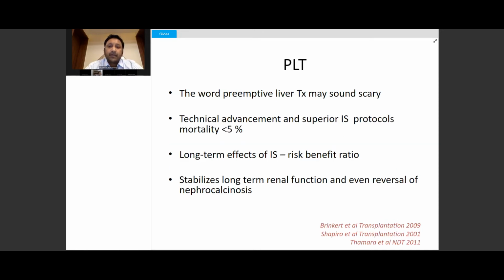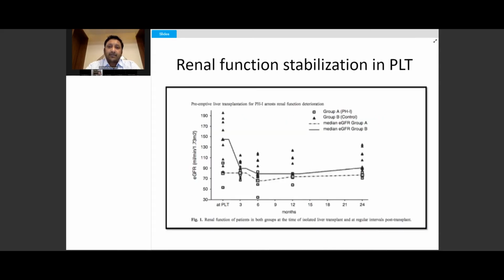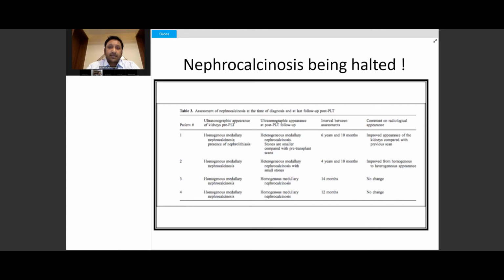The word preemptive liver transplant may sound scary, but however, even the technical advancement in liver transplant in the last decade and the superior immunosuppressive protocols, the mortality is only less than 5%. The long-term effect of immunosuppressant has to be weighed with the risk-benefit ratio of transplant and non-transplant. It stabilizes the long-term renal function and even reversal of nephrocalcinosis has been established. This graph shows the renal function stabilization in a preemptive liver transplant patient. And evidence has been shown that nephrocalcinosis has been halted.